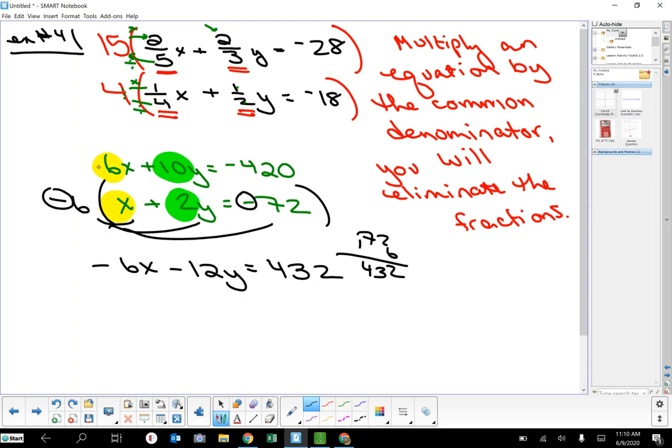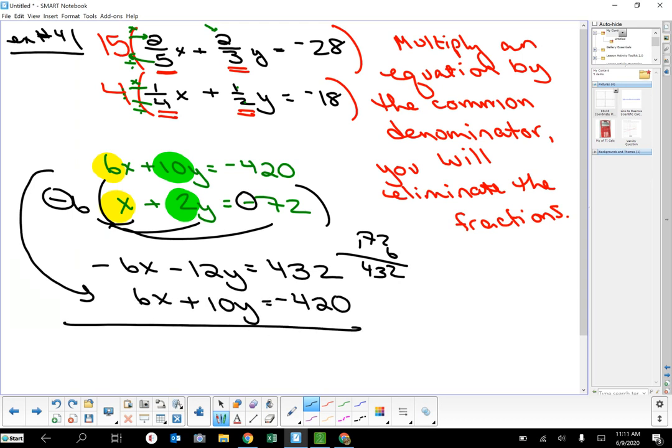So that's good. Bring down the other equations. So make sure you stack them on top of each other. And add down. So these will cancel each other. I get a negative 2y. 432 minus 420 is 12. And y equals negative 6.